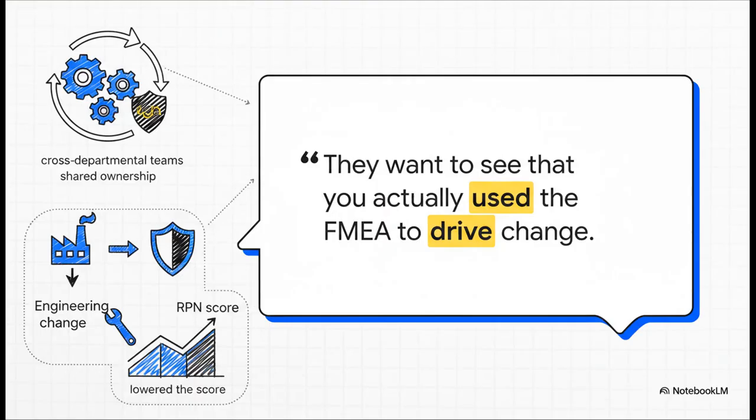And that thought right there really hits the nail on the head regarding what modern auditors want to see. Passing an audit doesn't depend on having a giant dusty binder of static paperwork. It depends on proving a proactive, quality culture where cross-departmental teams take shared ownership of risk. Regulators want to see the evolution of your plant's safety driven directly by those recalculated RPN scores. When you can literally show an inspector that a high score led to an engineering change, which then successfully lowered the score, well, that is exactly how you win the audit.